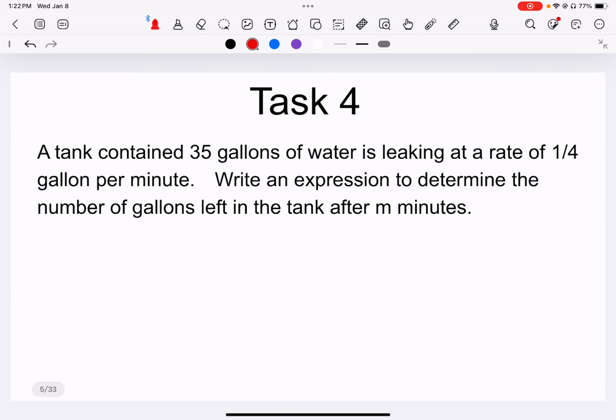And the last one, a tank containing 35 gallons of water is leaking at a rate of 1/4 gallon per minute. Write an expression to determine the number of gallons left in the tank after m minutes. Now they tell us the variable to use, so I can't use a different variable. So it starts with 35 gallons, and if it's leaking, it's losing, so it's going to be a subtraction. 1/4 of a gallon, so 1/4 per minute, which is m. So it's just 35 minus 1/4 m.